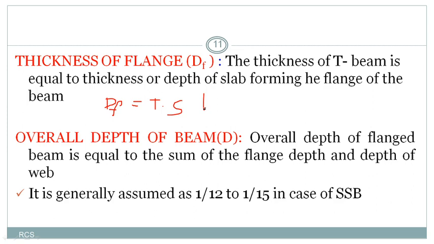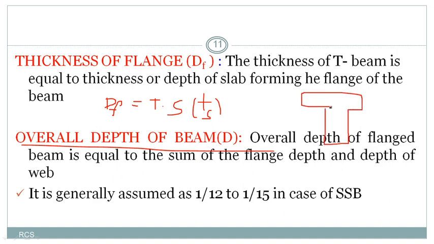Thickness of slab, I can write generally as t suffix s. Okay, this is equal to thickness of slab. And overall depth of the beam is designated with a capital D. You know the overall depth is, again I will draw a T-beam here, just to show what that overall depth is. That is the distance between the topmost fiber to the bottommost fiber of the beam, called the overall depth of the beam. How to calculate this?